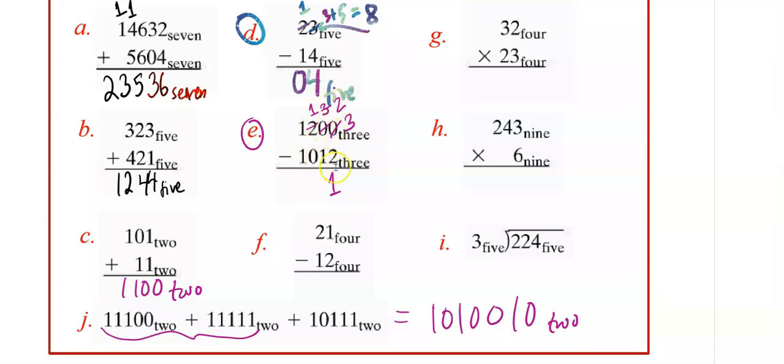2 minus 1 is 1, and this 2 becomes 1. 1 minus 0 is 1. 1 minus 1 is 0 in base 3. Therefore this subtraction answer is 111 base 3.